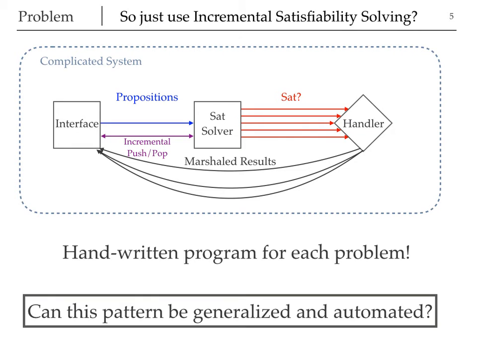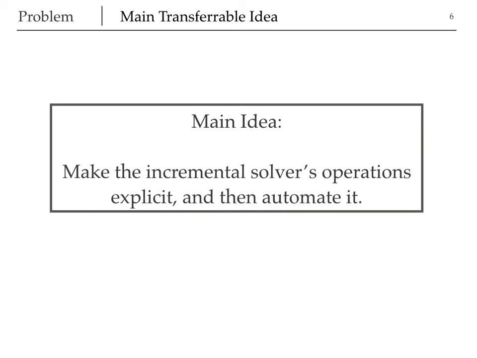So what we wanted to solve in this paper was: can we generalize and automate this interaction so that we don't have to handwrite these programs for each one of our problems? The way we will do this is we're going to take the incremental solver's implicit operations, the push and the pop, and make them explicit in the formula, and then automate that, because we will know when to push and when to pop by just syntactically observing the formula.